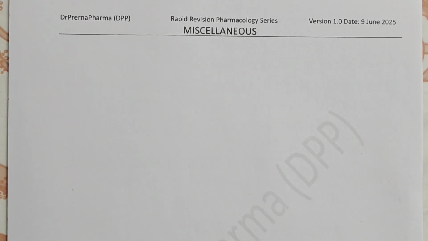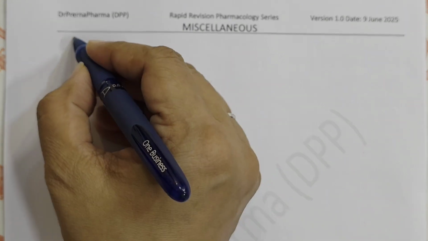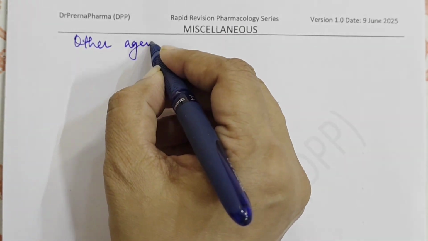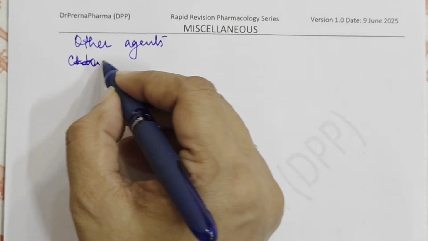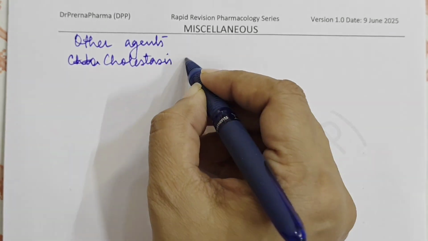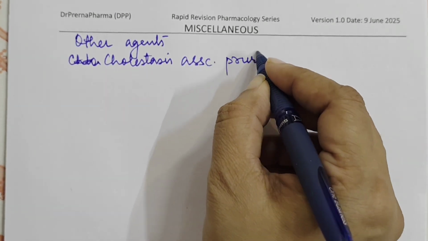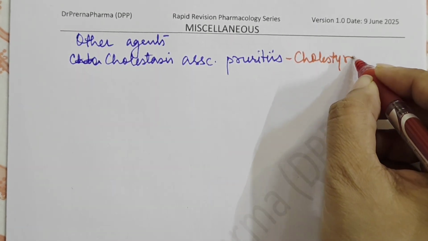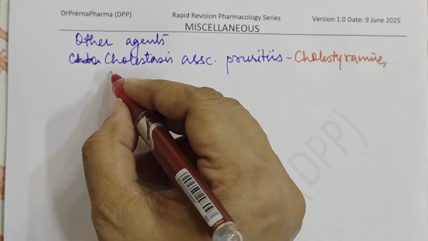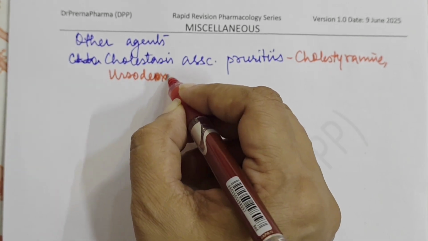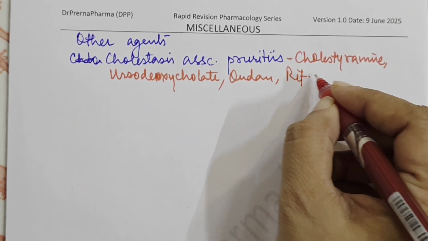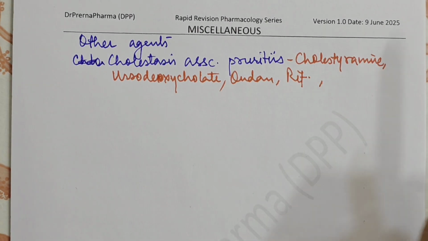Then we have some other drugs which are basically other agents. Let's see them. So, cholestasis associated pruritus. What are the drugs used in cholestasis associated pruritus? We use cholestyramine, ursodeoxycholic acid, ondansetron, rifampicin.